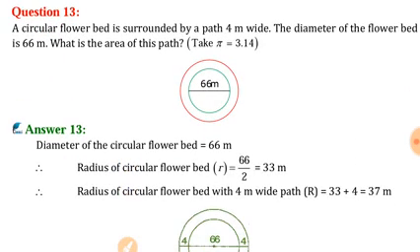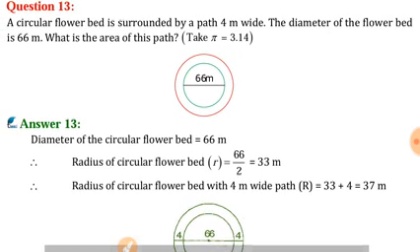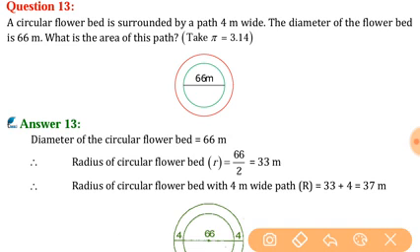13th question. A circular flower bed is surrounded by a path 4 meter wide. The diameter of the flower bed is 66 meter. What is the area of this path? Okay, so here the diameter of the circular flower bed is 66 meter. Radius of the circular bed is 33, because it is half of the diameter.